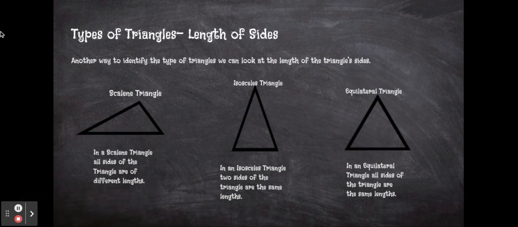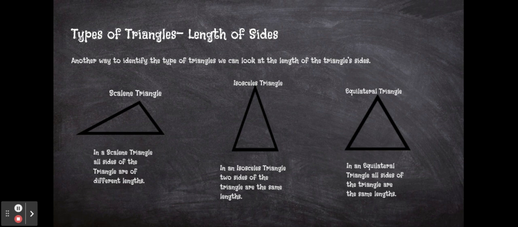Types of triangles. Lengths of sides. Another way to identify the type of triangle, we can look at the length of the triangle's sides. Scalene triangle. In a scalene triangle, all sides of the triangle are of different lengths. So they're all different sizes. They're long, but they're different types of long. Some are longer than the others, and some are shorter.